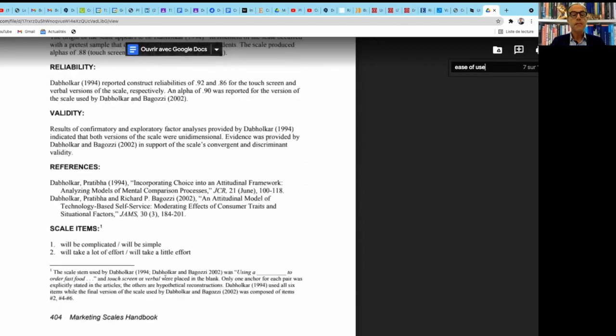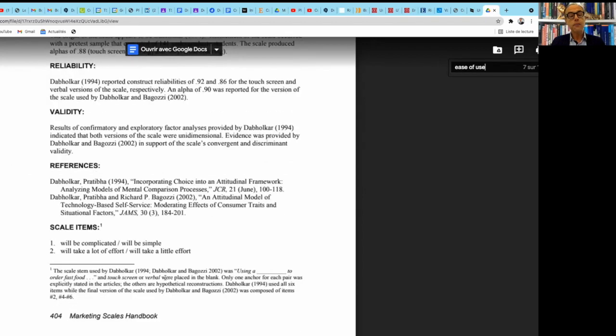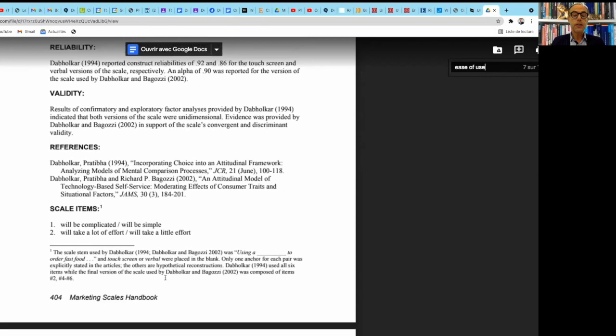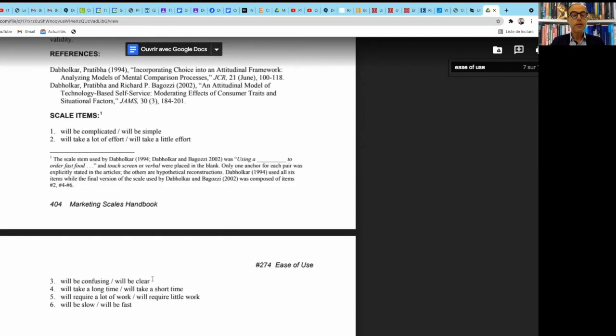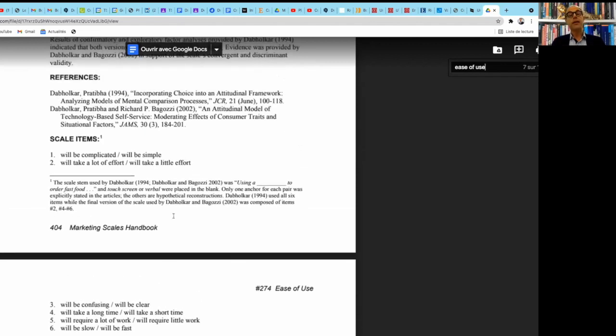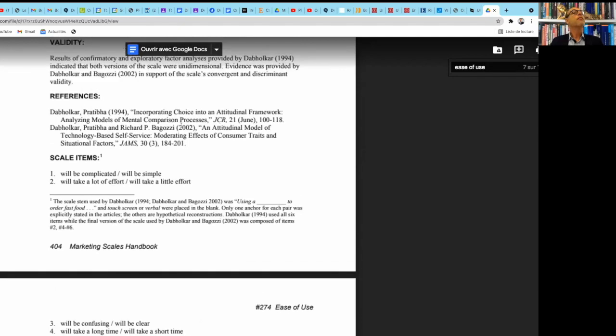Here is the scale. Ease of use: will be complicated, will be simple, will take a lot of effort, will take little effort, will be confusing, will be clear, will take a long time, will take a short time. So this is a good scale because it comes from Journal of Consumer Research and JEMS. So we could use it. The choice is guided by first the quality of the journal and second, the recency. So if you find scales which are more recent, then it's better. And also the number of times these scales are used, because you can find it in the citations of the scale.